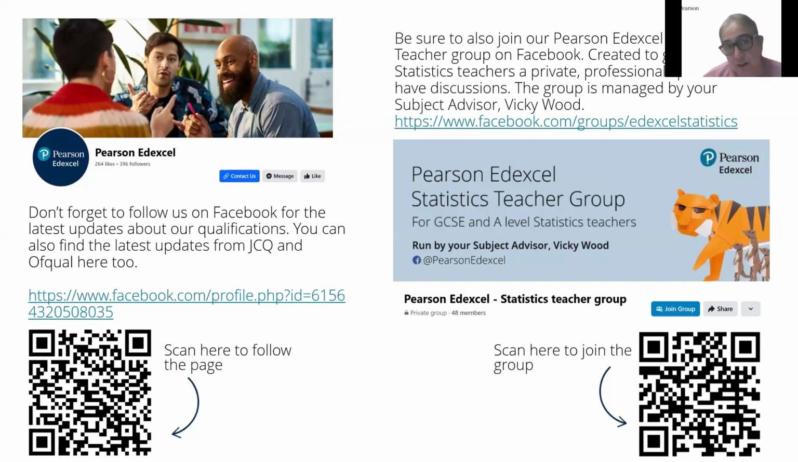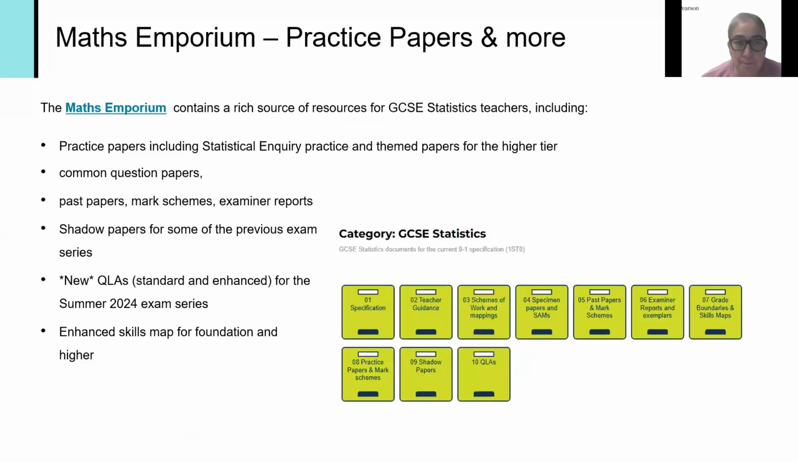So join us if you haven't already joined the Facebook page, share resources, and then the Maths Emporium. So we've got the practice papers, and within that folder, and I'm just trying to think where it is. Where did I find it?